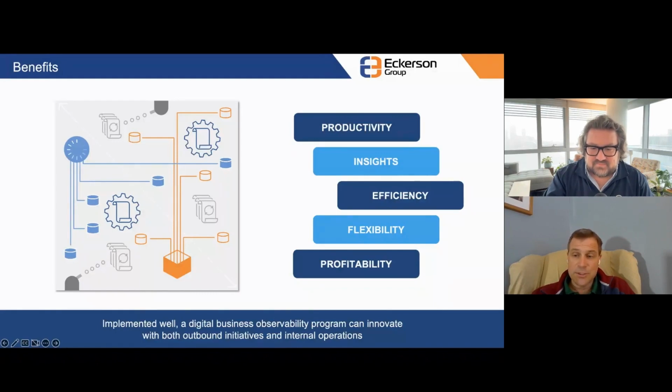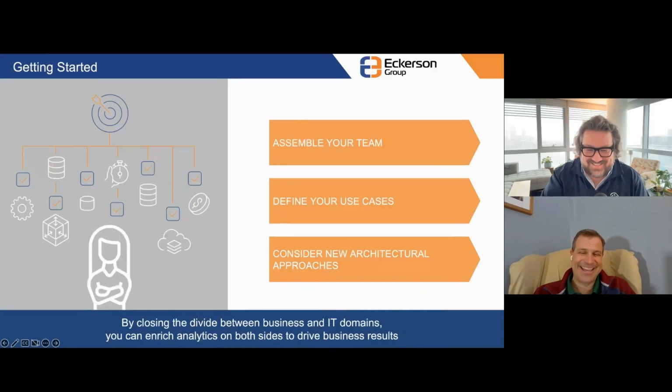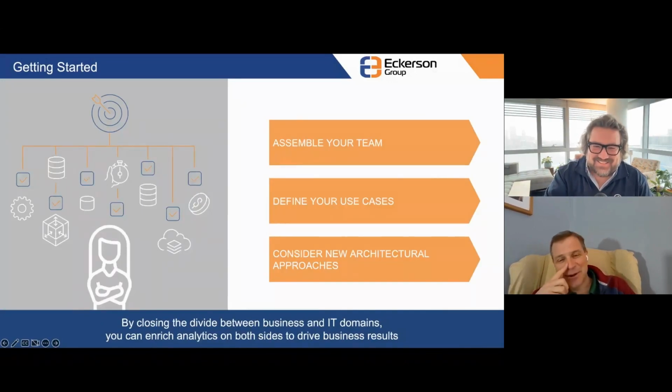And organizations can be more flexible and agile in terms of pouncing on business opportunities that arise. This has both top line and bottom line benefits that assist profitability. So implemented well, a digital business observability program can help understand and optimize your outbound initiatives and your internal operations. This is the dream. I couldn't agree more. So, okay, how do you get started here? How do you actually make this stuff work?